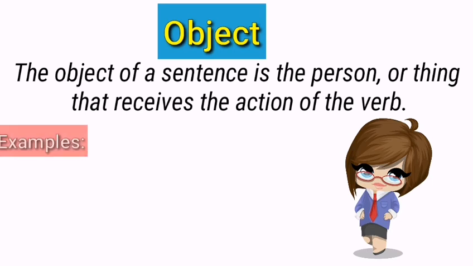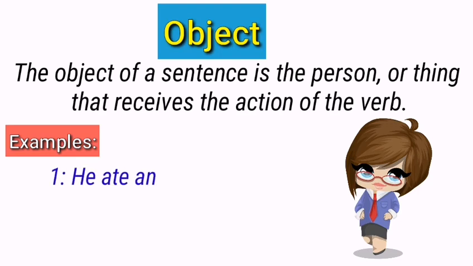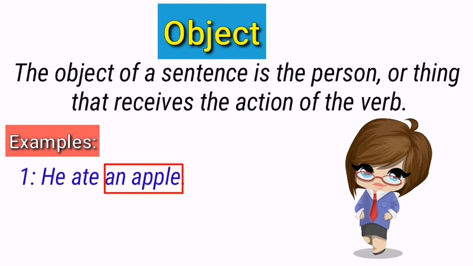Just look at these examples. He ate an apple. Here look at the words, an apple, it is the object of the sentence. But how? Because here the pronoun, he, performed an action of eating, which has affected the apple. So, an apple is the object of this sentence because it receives the action of eating.